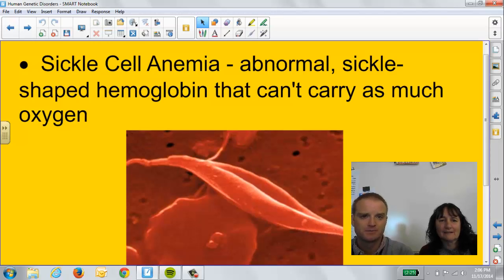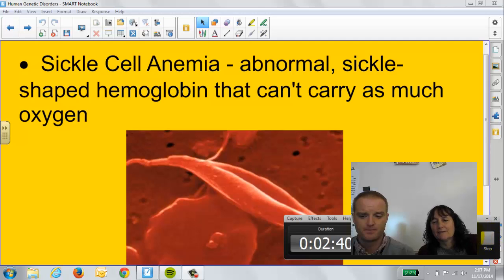In sickle cell, there are a couple different ways this can be passed on. You can actually have the symptoms of it, so it's kind of a codominant trait. You can have the disease and show symptoms, which means that hemoglobin can't carry as much oxygen, so you're tired because you're breathing heavy, since your blood can't carry as much oxygen. You can also be a carrier, which means you can carry the allele, but you're not going to show any symptoms.